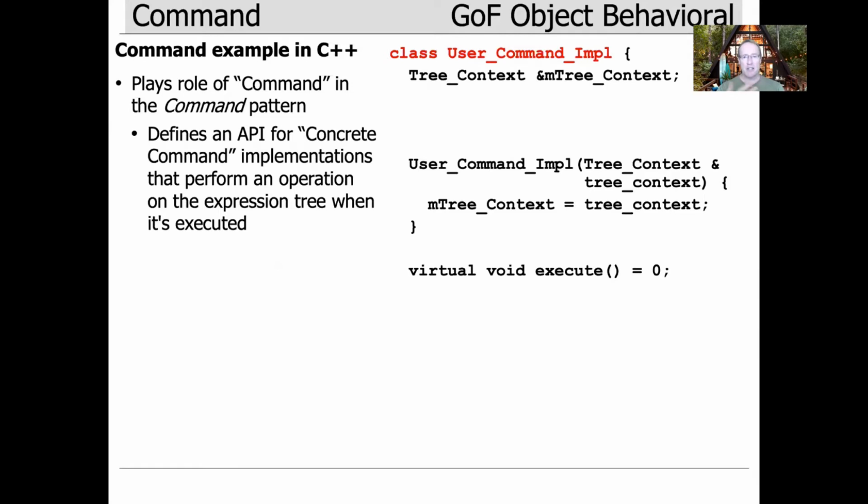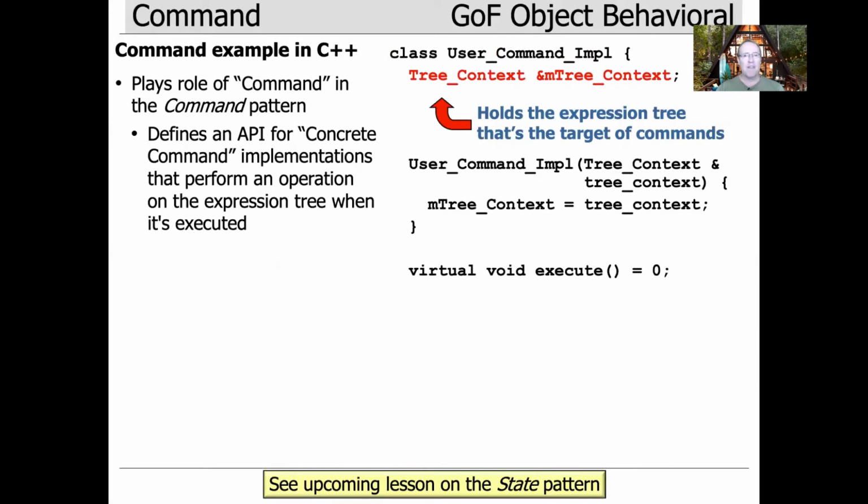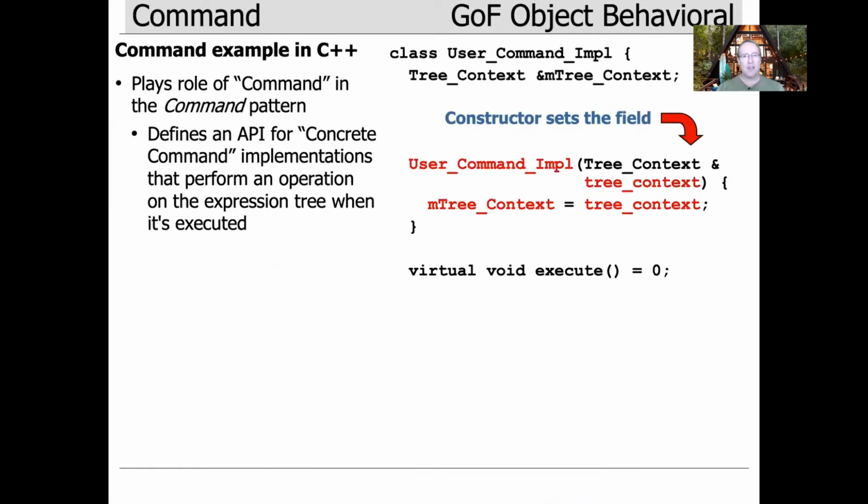So this is the base class, and you can see that the base class is just a class that has a field or a data member called tree context, and tree context is a reference to the target of the command that is being run, and we'll talk about that when we get to the state pattern. We then have the constructor, which takes the tree context that's passed to it and stores it in the tree context data member.